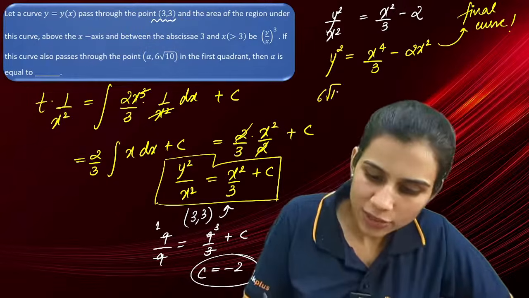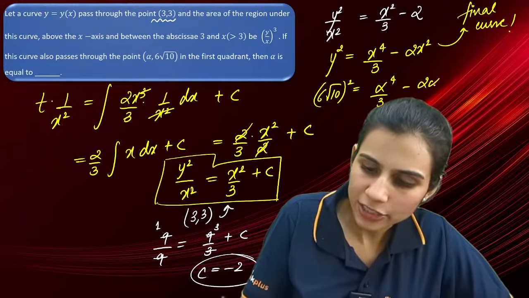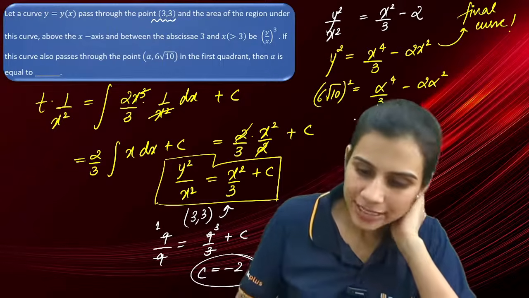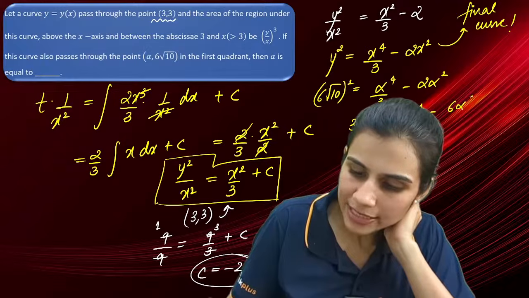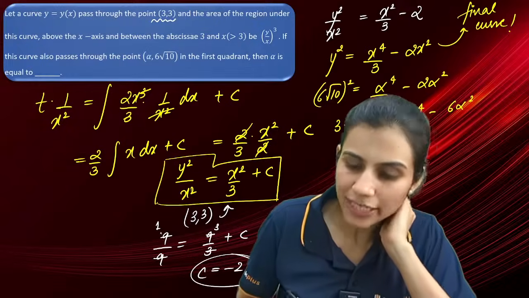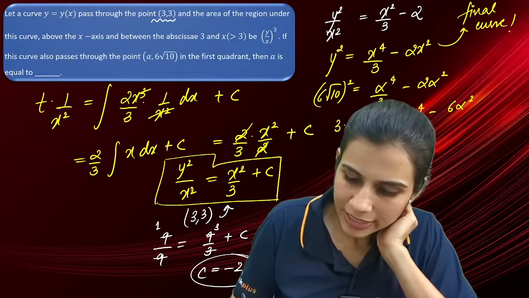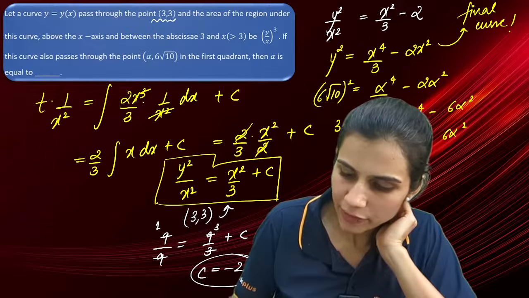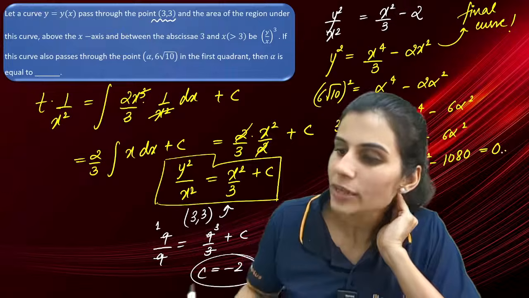So you have 6 root 10 whole square equal to alpha to the power 4 by 3 minus 2 alpha square. This is 36 into 10 means 360. So 360 is equal to alpha to the power 4 minus 6 alpha square, whole upon 3. 1080 is equal to alpha to the power 4 minus 6 alpha square, or rather alpha to the power 4 minus 6 alpha square minus 1080 is 0.